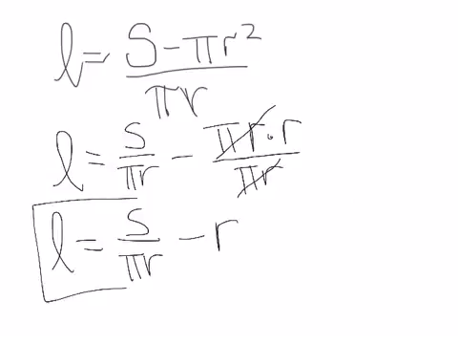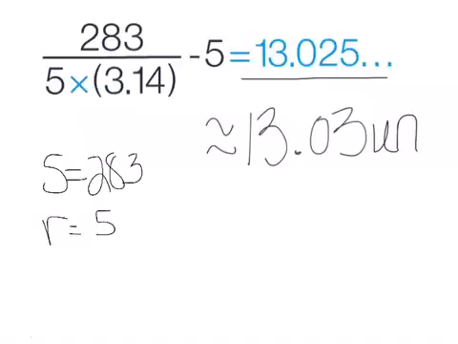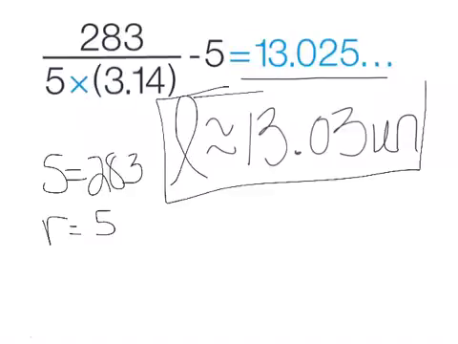So now I've solved this equation for L, and I'm going to use the numbers that the book gave to find that lateral distance. Using the values from the book, they had said that S was 283 and the radius was 5, and we were using 3.14 as an estimate for pi. By using all those values, my final answer is that L equals 13.3 units. That's it.